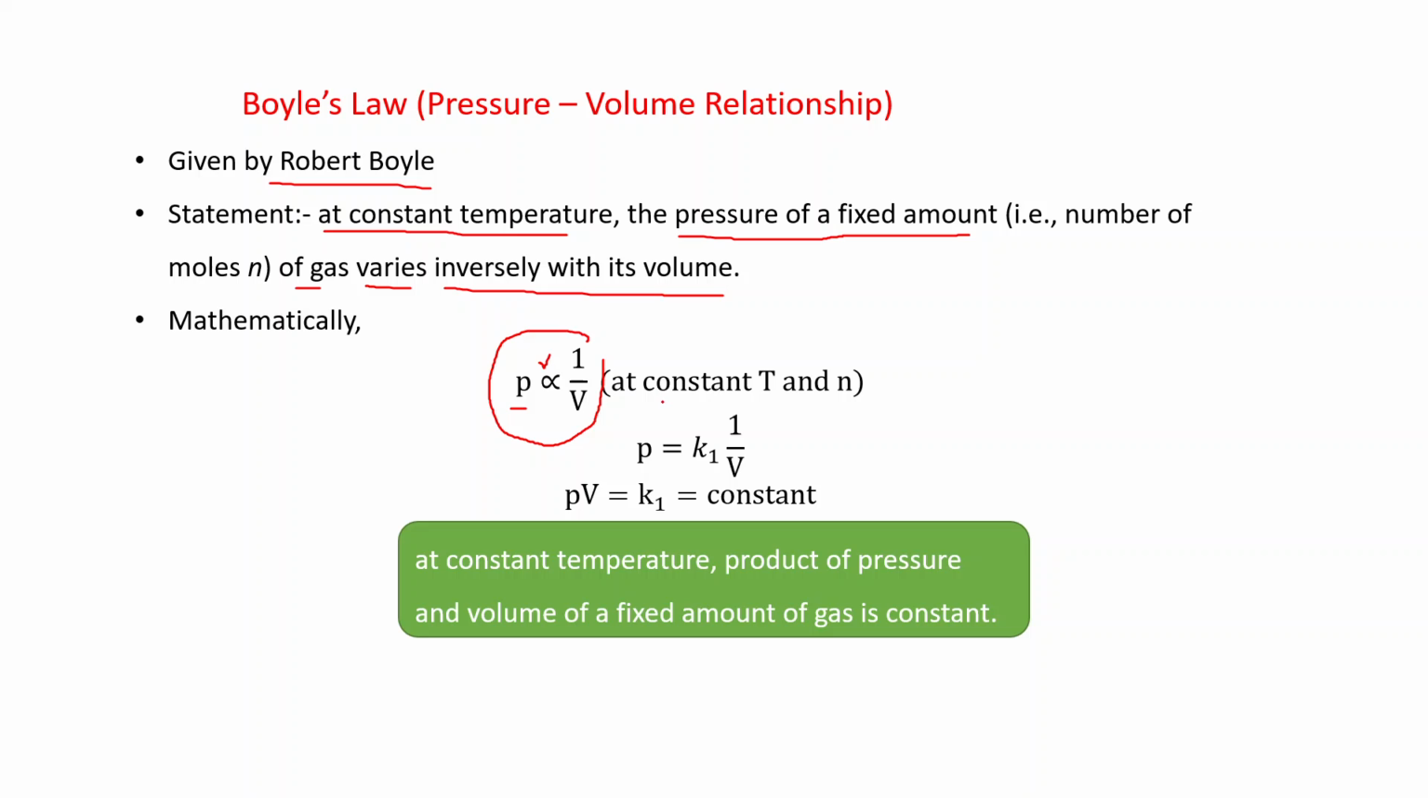The conditions are constant temperature and constant amount of gas. If we remove the proportionality sign, then the constant K1 will come. If we rearrange this equation, we get PV = K1, and that is a constant. You have to remember this relationship. That is, the product of pressure and volume remains constant. At constant temperature, the product of pressure and volume of a fixed amount of gas is constant.